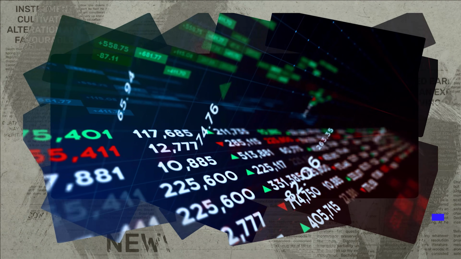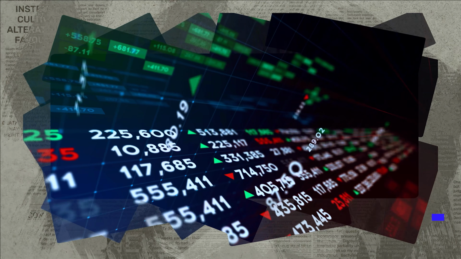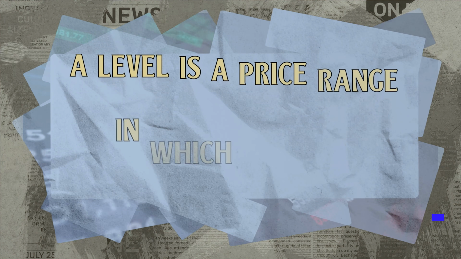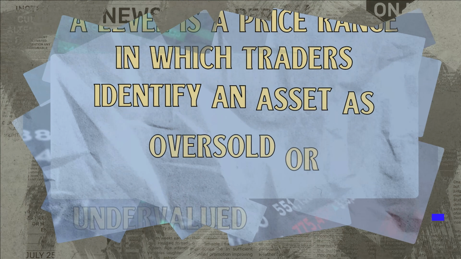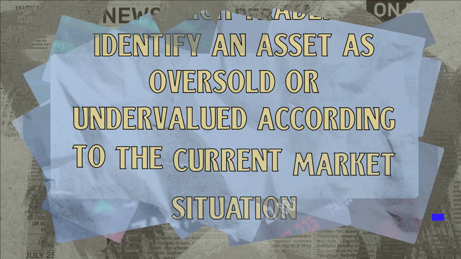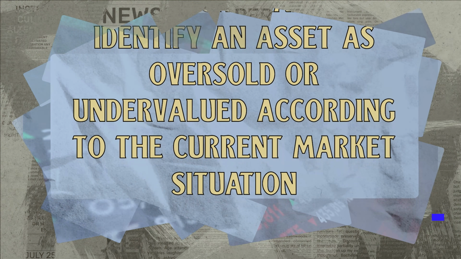But before using the patterns themselves, it's important to understand support and resistance lines. These price ranges represent areas where the price has previously changed direction. Simply put, a level presents a price range within which traders consider an asset to be oversold or undervalued based on the current market situation. It's important to closely monitor key levels, especially where support and resistance roles change or strong price rebounds occur.